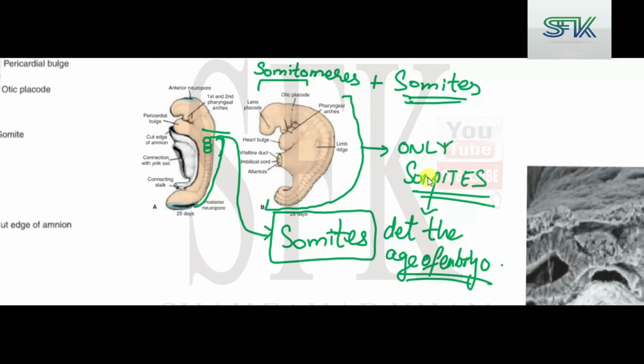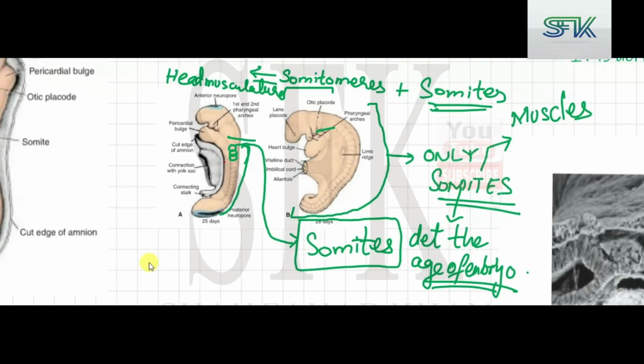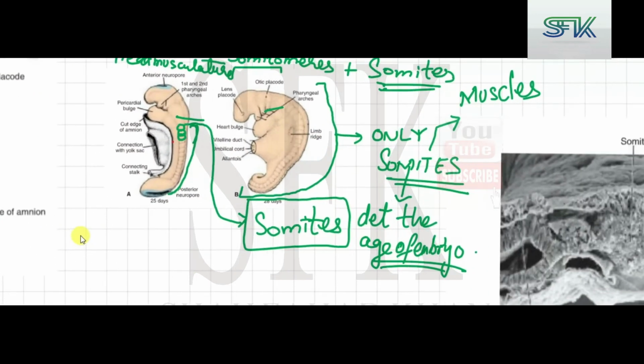And by the way, these somites are responsible for the formation of the musculature of the skeletal muscles, actually of the body wall, of the limbs, and basically the majority of the voluntary skeletal muscles are made from the somites, and the somatomeres are responsible for the head musculature. And remember, both of them are actually organized segments of the paraxial mesoderm. Okay, so we've talked about this part.